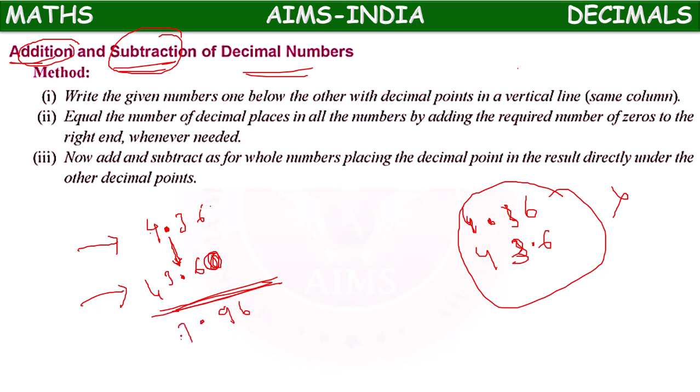4 plus 3, 7. After writing like this only, we can add. We cannot write like this. That is the first point.